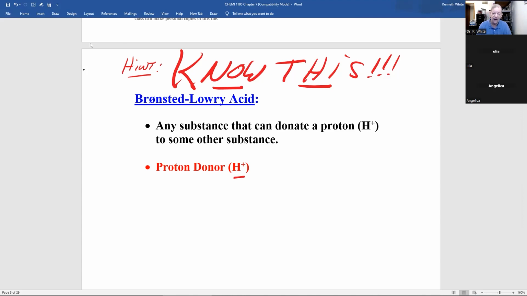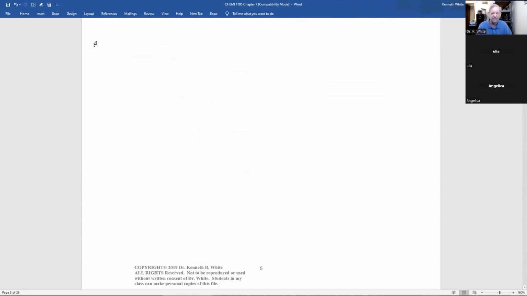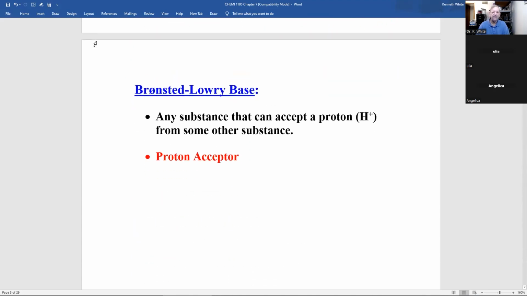Well, a Brønsted-Lowry acid is a proton donor, you take my proton. What's a Brønsted-Lowry base? Well, hold on while I get subtle again.